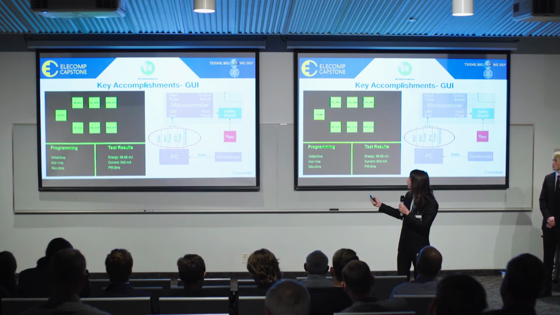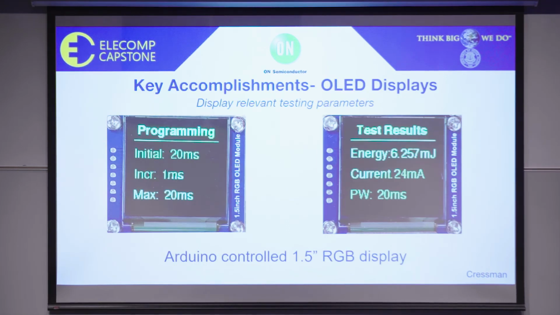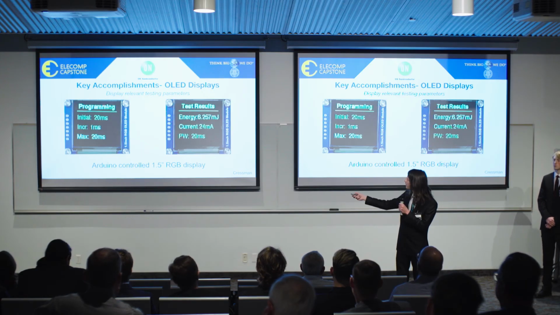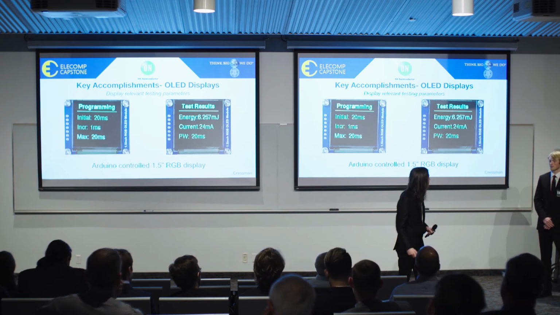Also note that the GUI comes equipped with a test results screen that shows the maximum energy and maximum current at that current pulse width, and all this data is taken directly from the oscilloscope. This data can also be found on the board with the dual OLED displays. As shown again right here, we have testing results with the energy and current at that current pulse width taken from the oscilloscope, and it shows the pulse wave that the user created under the programming OLED screen. I'll give it off to Luke to talk about data extraction.